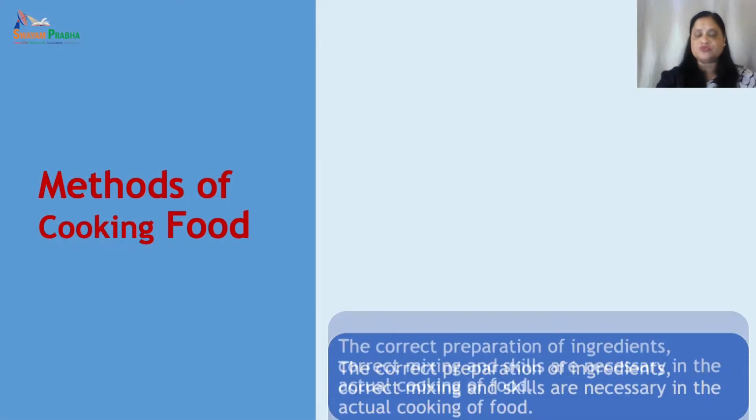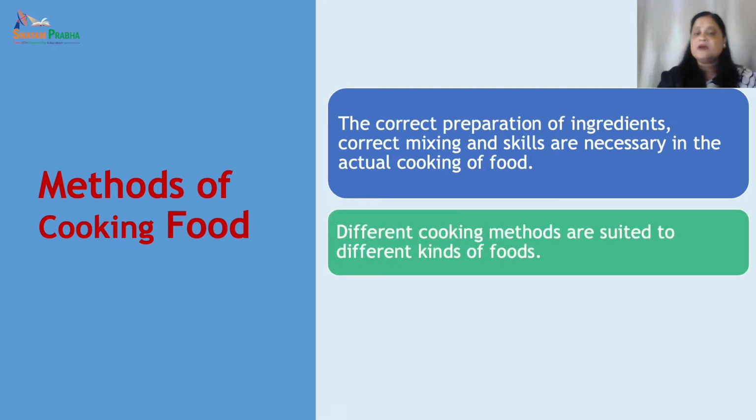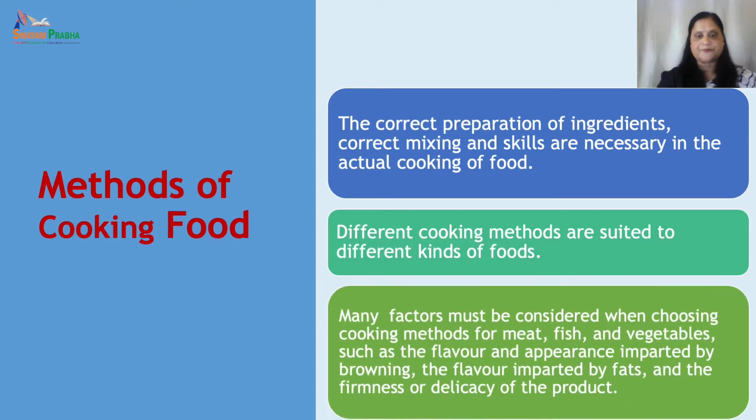Methods of cooking food. The correct preparation of ingredients, correct mixing and skills are necessary in actual cooking of food. Different cooking methods are suited to different kinds of foods. Many factors must be considered when choosing cooking methods for meat, fish, vegetables, such as the flavor and appearance imparted by browning, the flavor imparted by fats, and the firmness or the delicacy of the product.